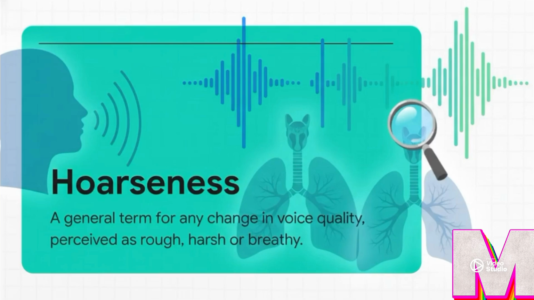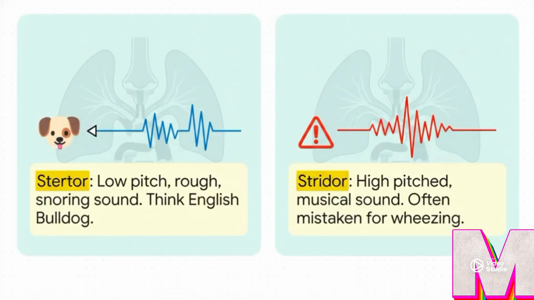But what if that weird sound is tied to their actual breathing? Well, you have to listen closely, because the difference between obstruction sounds is absolutely critical. If the blockage is high up, above the larynx, you're going to hear what's called stertor. It's this low-pitched, rough, snoring sound. Honestly, think of a sleepy English bulldog.